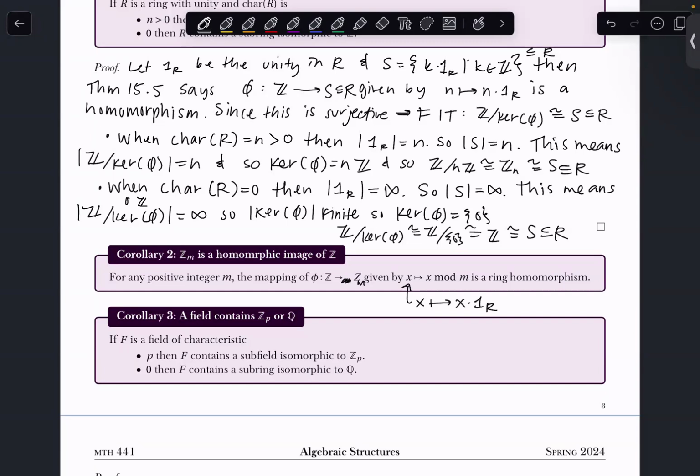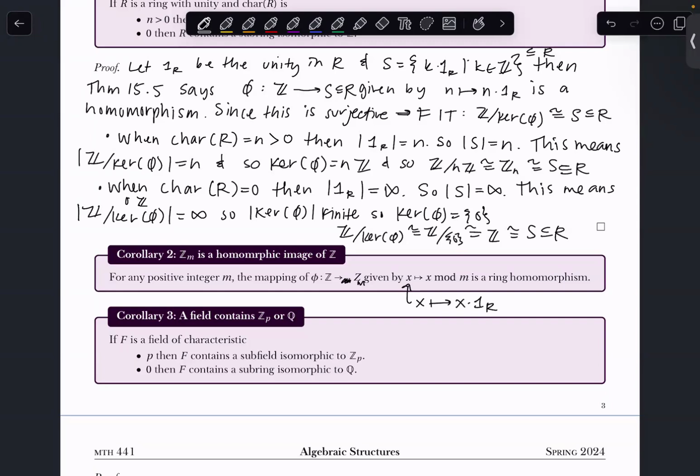Okay, so if I start with the field, again, the characteristic is going to tell me the full story. So here we want to remember, even for integral domains as well, what are our options for characteristic?